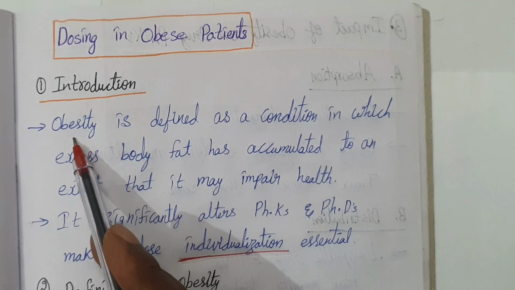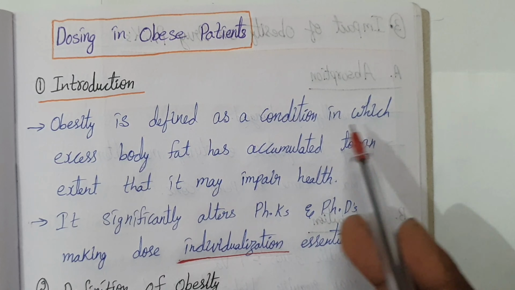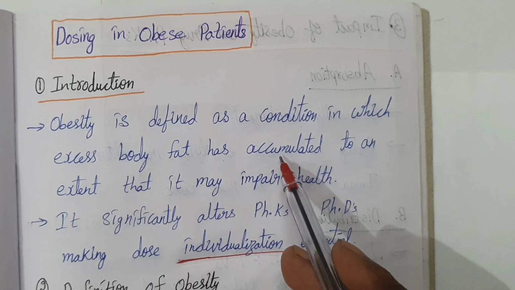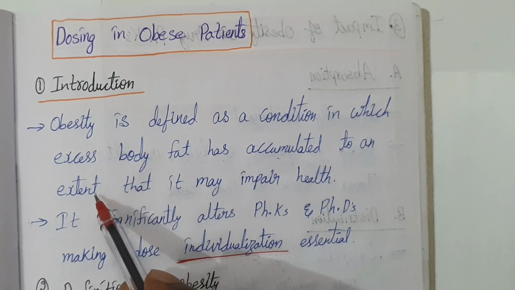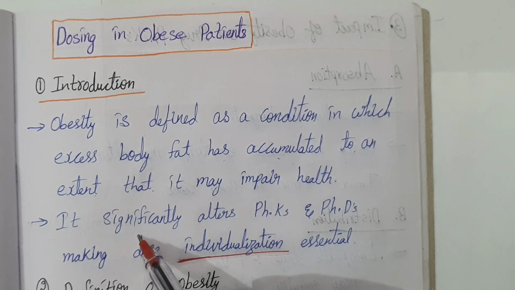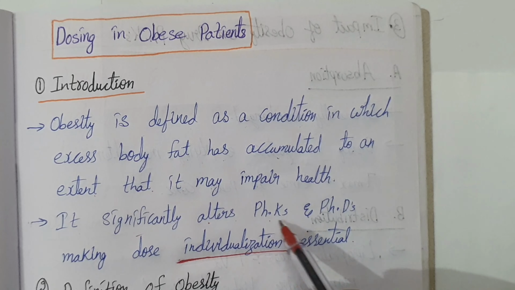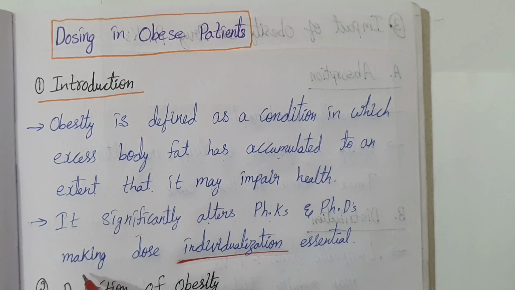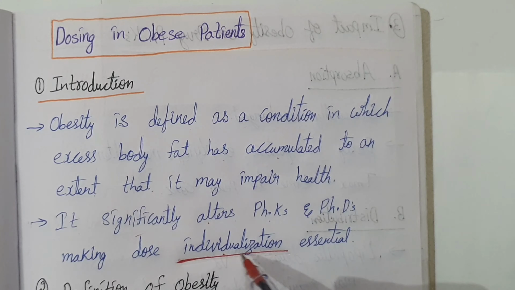See, obesity is defined as a condition in which excess body fat has accumulated to an extent that it may impair health. It significantly alters pharmacokinetics and pharmacodynamics, which requires dose individualization.